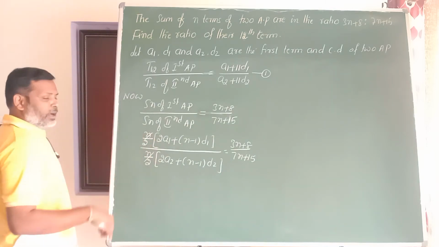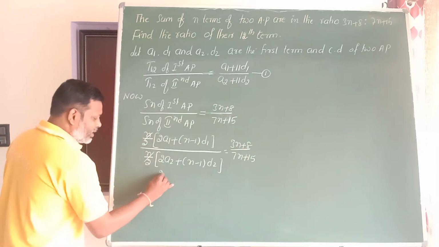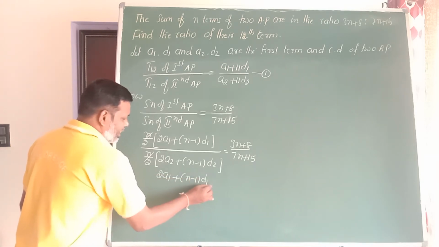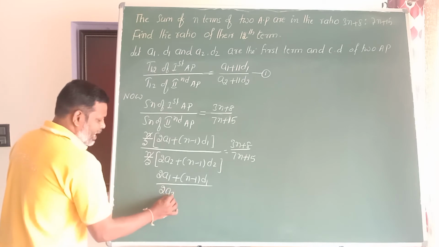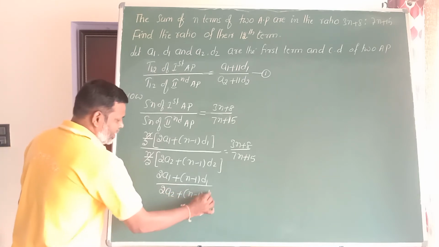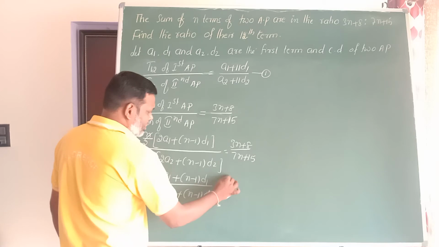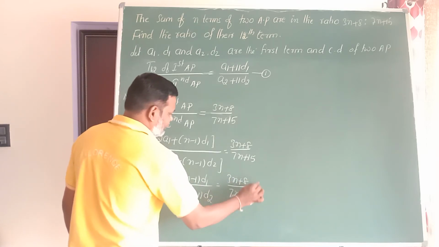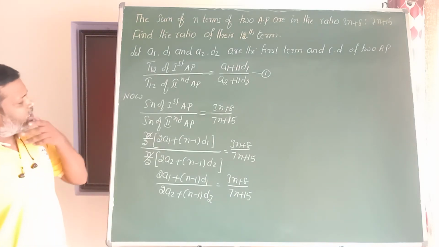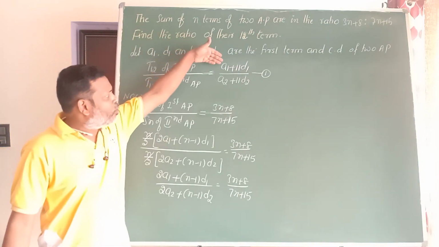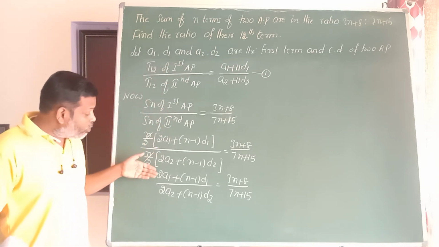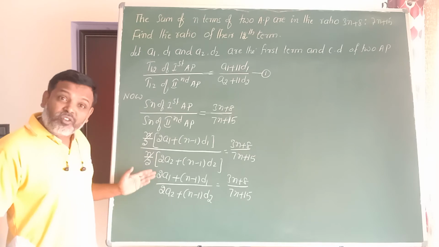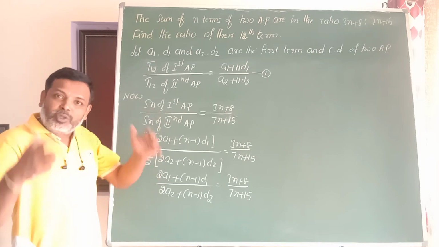Now this n/2 gets cancelled. Write down the remaining thing: (2a1 plus (n minus 1) d1) divided by (2a2 plus (n minus 1) d2) is equal to (3n plus 8) divided by (7n plus 15). Now observe equation 1. In equation 1 we have only a1 and a2. Here we have 2a1 and 2a2. Now we have to eliminate this 2 from a1 and a2 to compare both equations.